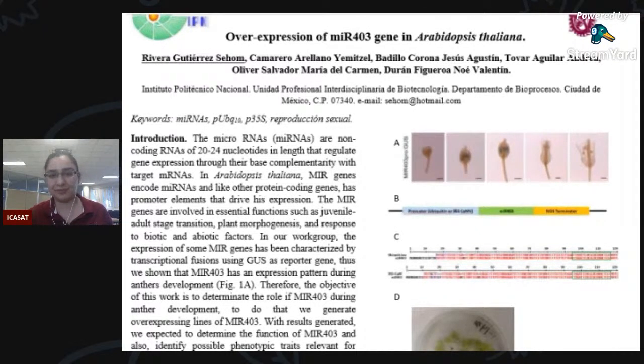MicroRNAs are non-coding RNAs of 20 to 24 nucleotides in length that regulate gene expression through their base complementarity with target messenger RNAs. In our workgroup, we have characterized the expression pattern of several MIR genes. One of them is microRNA 403. Therefore, to determine the specific expression tissue of our gene of interest, we made a fusion of the microRNA 403 promoter with the GUS reporter gene.